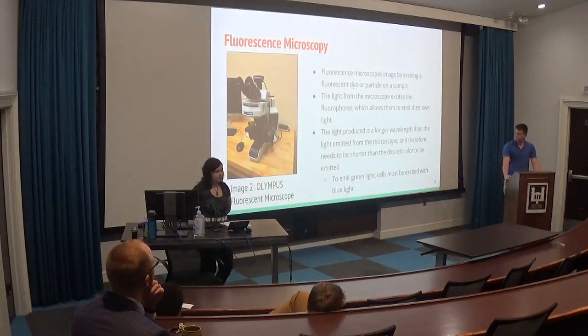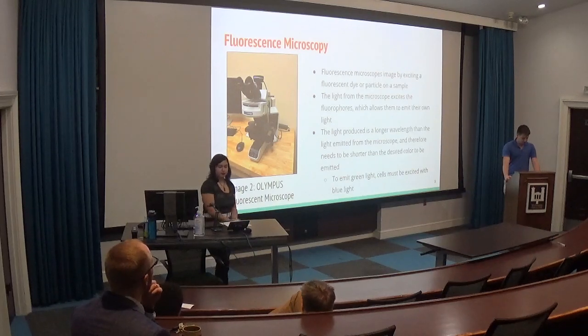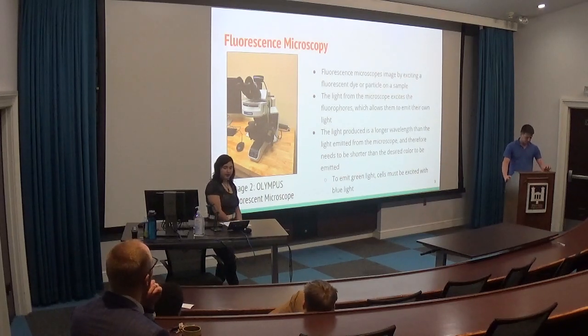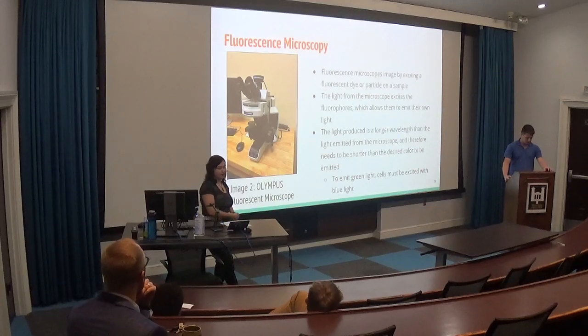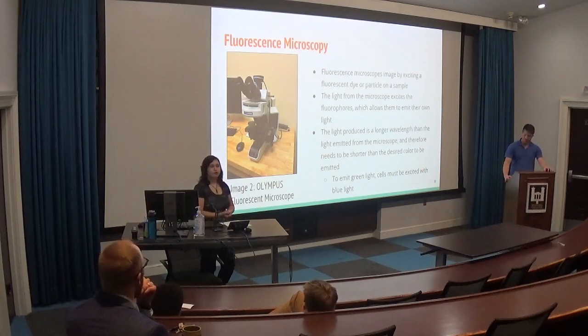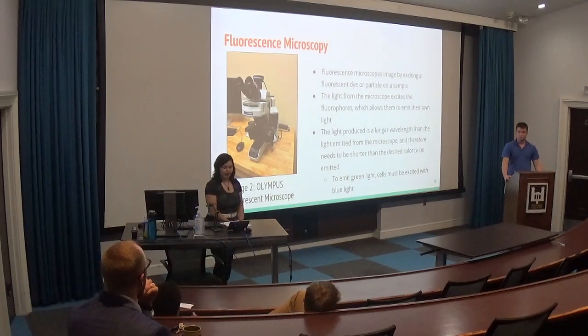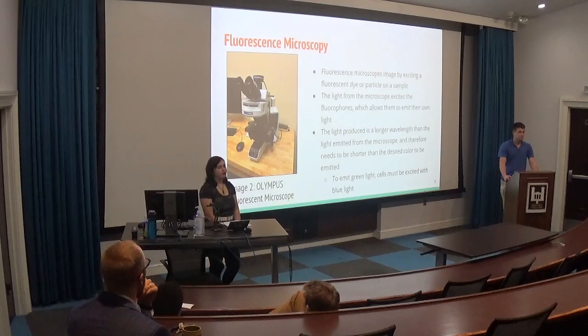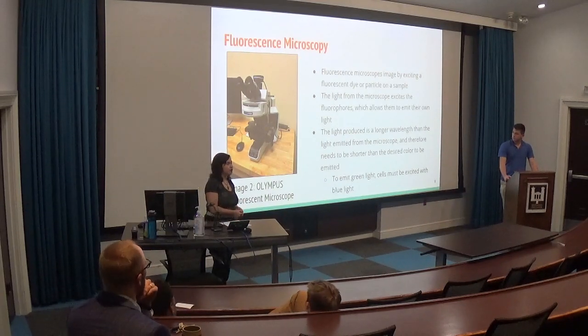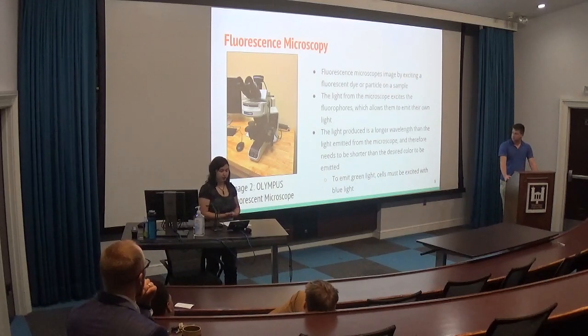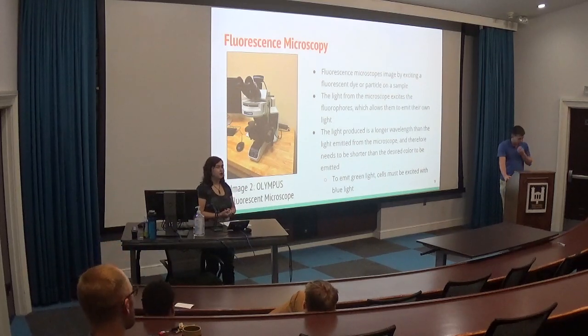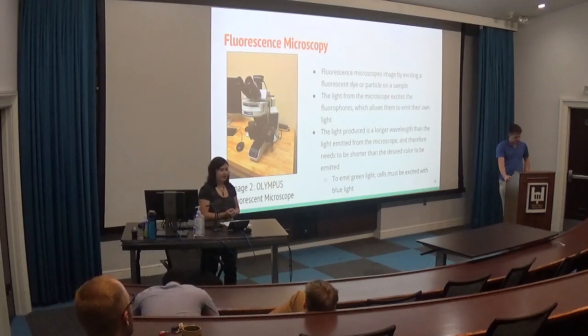Similar to light microscopes, fluorescent microscopes work by detecting a sample from a stage. However, the fluorescent microscopes excite a fluorescent dye within the sample, allowing the sample to emit its own light. The light produced from the fluorophore dye is of a longer wavelength than the light emitted from the fluorescent microscope, and so the microscope needs to have a shorter wavelength to account for this. For example, if a sample emits in the green light range, the microscope needs to excite the sample with a blue light.